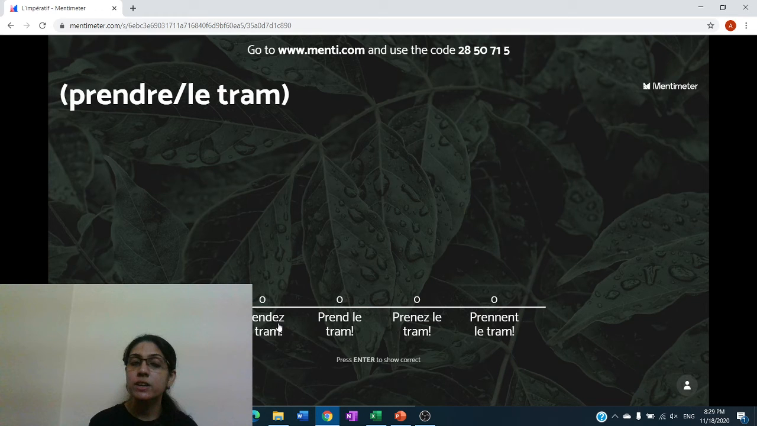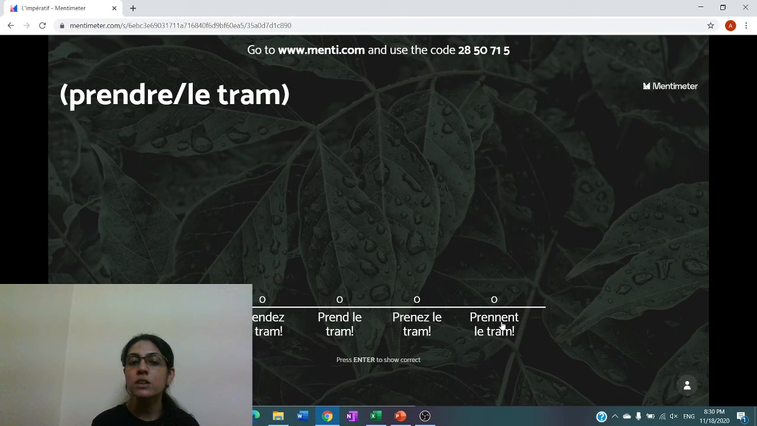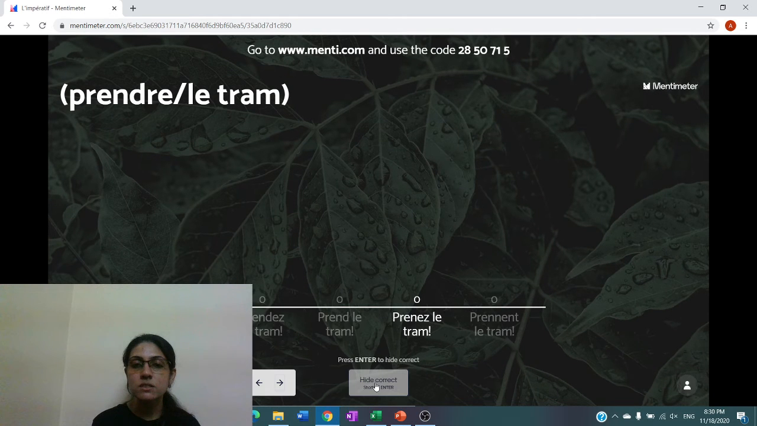So we move to the third one, prenez le train. So yes, this is the conjugation with vous, prenez le train, correct. And last, pren le tram. So pren again is the conjugation with ils plural, not possible. So the correct answer is the third one, prenez le tram.